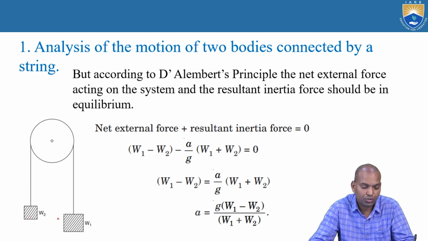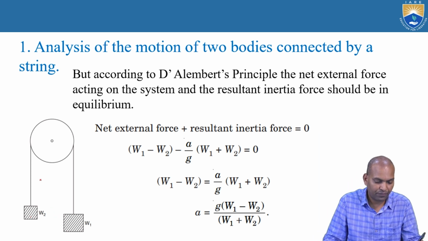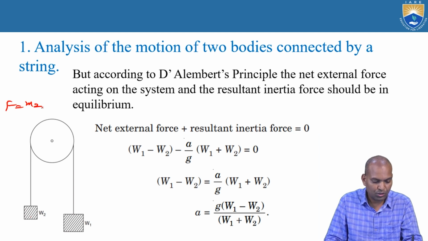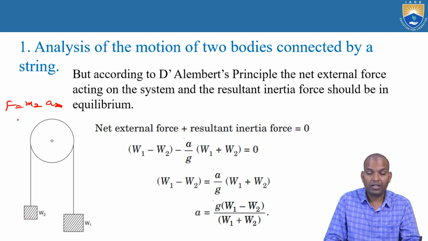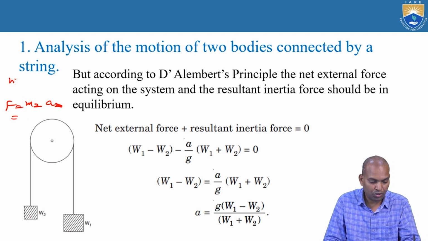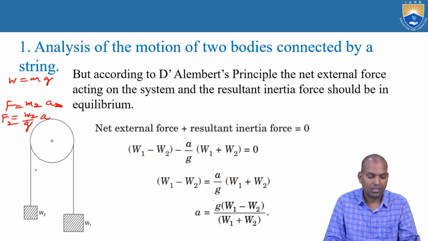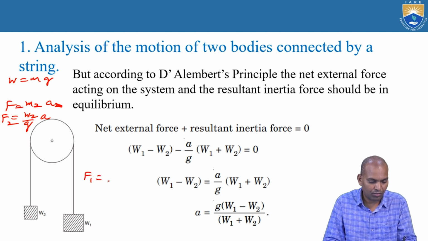What is the resultant force here? For W2, the force F2 equals M2 times A. What is M2? W equals mg, so M equals W by G. That is W2 by G times A. That is F2. What about F1? F1 equals W1 by G times A.